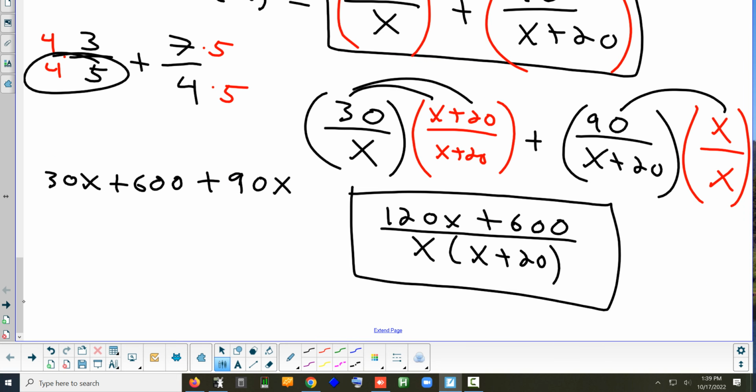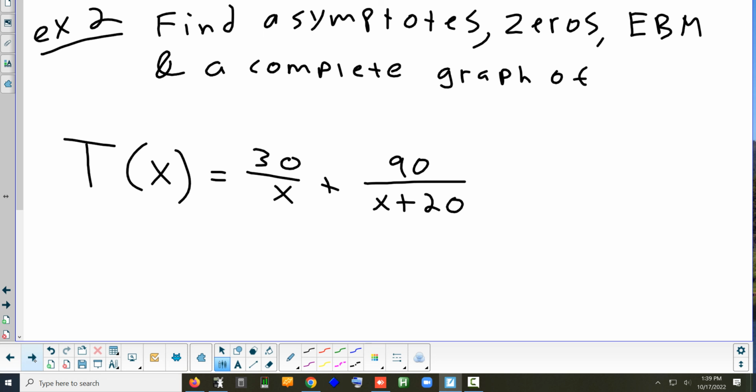So let's see what they want us to do with that formula. Okay, but now we have it. I'll copy it on the next page if I didn't already. All right, so it says to find the asymptotes, the zeros, the EBM. Someone remind me, what does EBM stand for? Model, yep, end behavior model. And then the last part is just to graph it on the calculator.